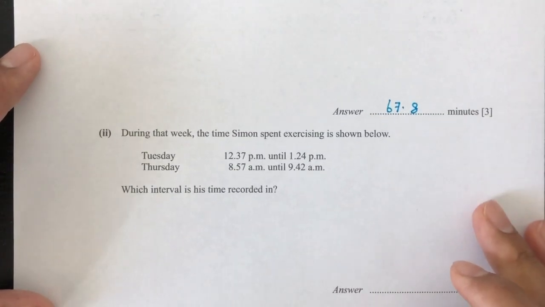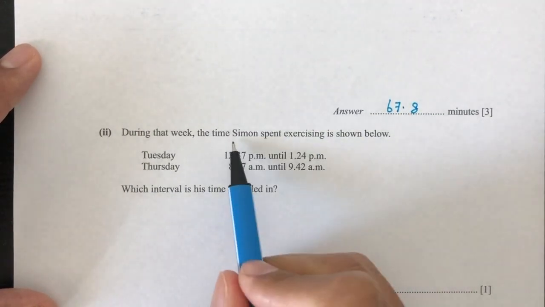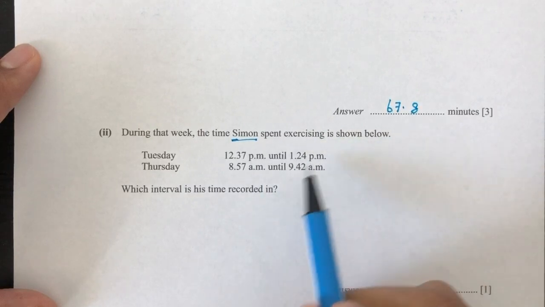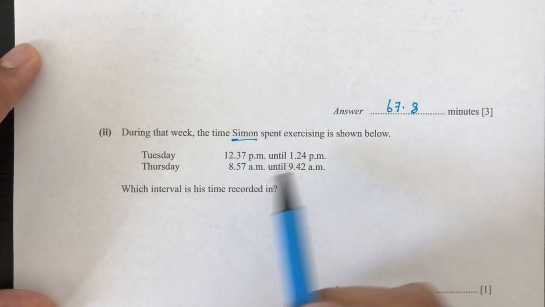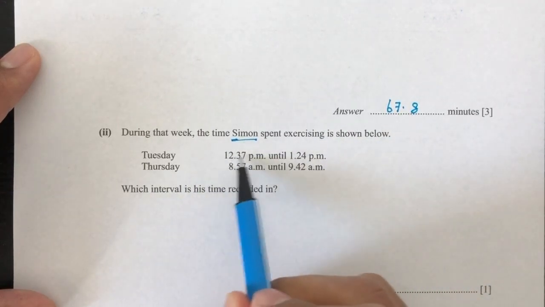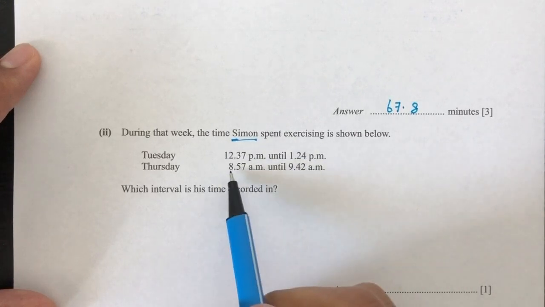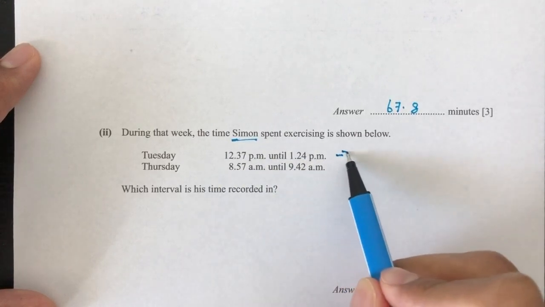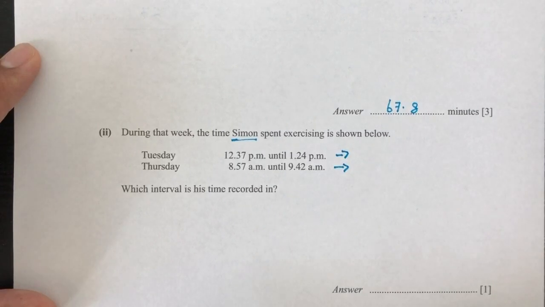Now part 2. During that week, the time Simon spent exercising is shown below. It says that on Tuesday, from this time until this time until this time. So let's find out the time taken actually. Let's do it one by one.